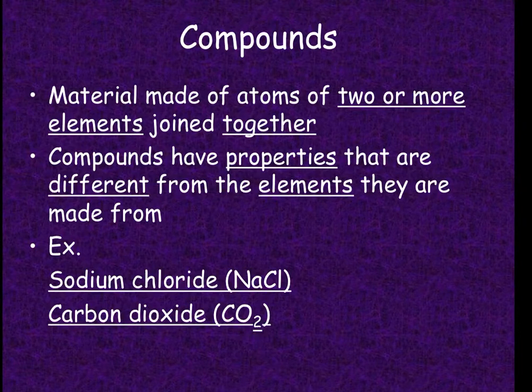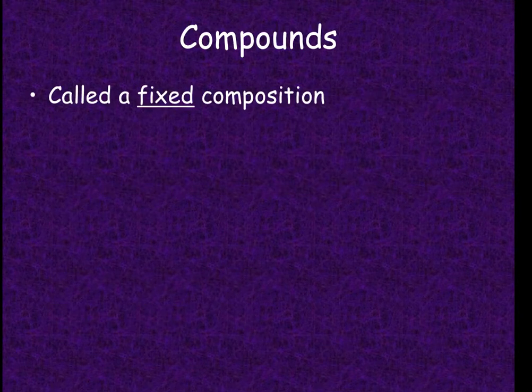Now, compounds always have this ratio. So in other words, I could go anywhere in the universe and find a compound, or sodium chloride, and they would always have this ratio, 1 sodium and 1 chlorine. Same thing with carbon dioxide, 1 carbon and 2 oxygens. This idea that these compounds are always made the same way is what we call a fixed composition.